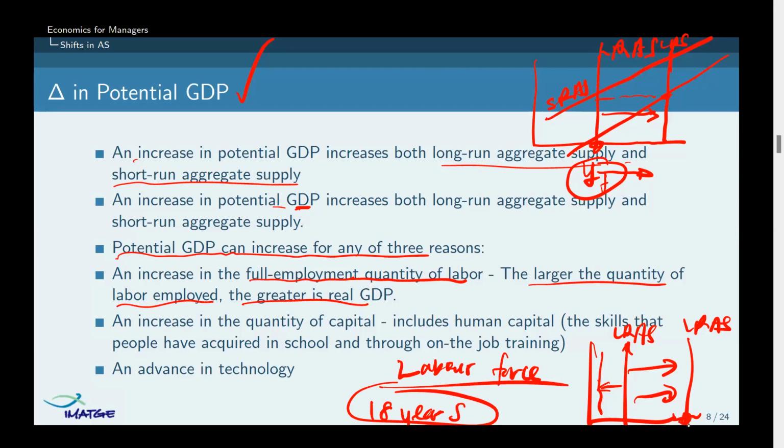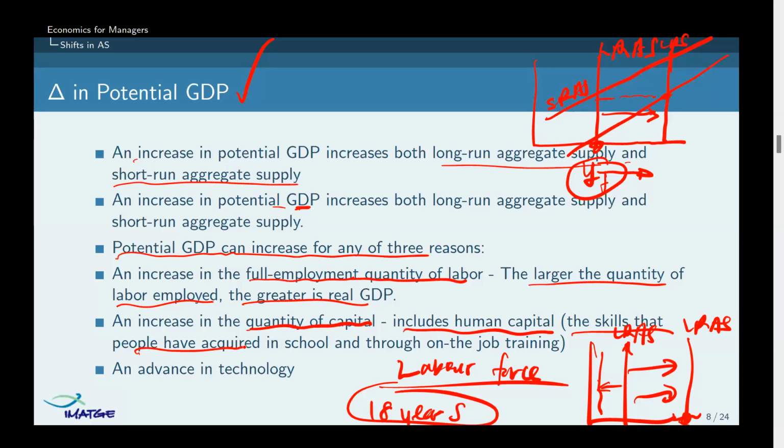Can also increase the potential GDP, because if you have a higher level of labor force, for example, your ability to produce higher GDP also increases. So that can be an example of a shift in potential GDP. Number two, there can be an increase in the quantity of what? Of capital, which includes human capital, the skills that people have acquired in school and through on-the-job training. I've already mentioned this. It increases potential GDP.